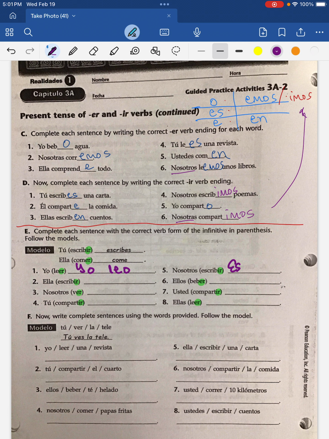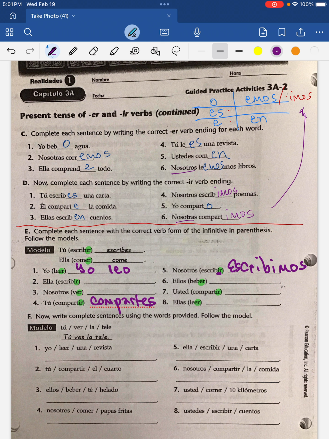Nosotros, spelling it wrong. Yo escribo mal. Escribimos, right? So make sure you're keeping the verb stem the same, spelling it correctly, and then adding the correct ending from our verb charts here. We'll do one more. Do you share? Compartes, right?